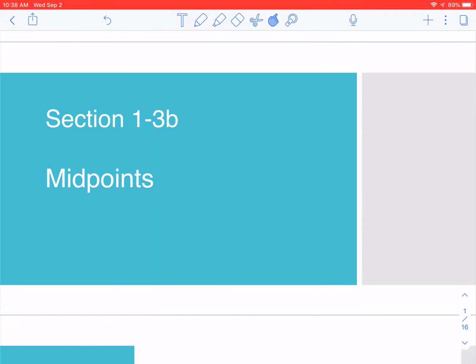Today we're going to work on section 1.3b, midpoints. What you guys are going to do is be on Ed Puzzle, and we're going to pause the video at certain times, and you guys need to answer some questions, just so you can get some practice and work on understanding these problems. So here we go with midpoints.